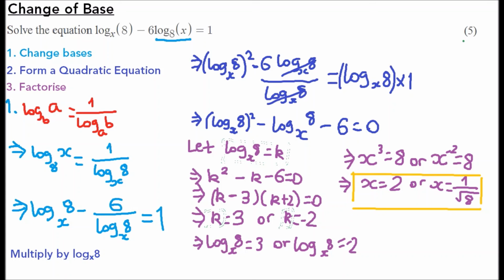This question was a total of 5 marks, and the 5 marks were given for changing the base, converting it into a quadratic equation, factorizing, converting into a power, and finding x.